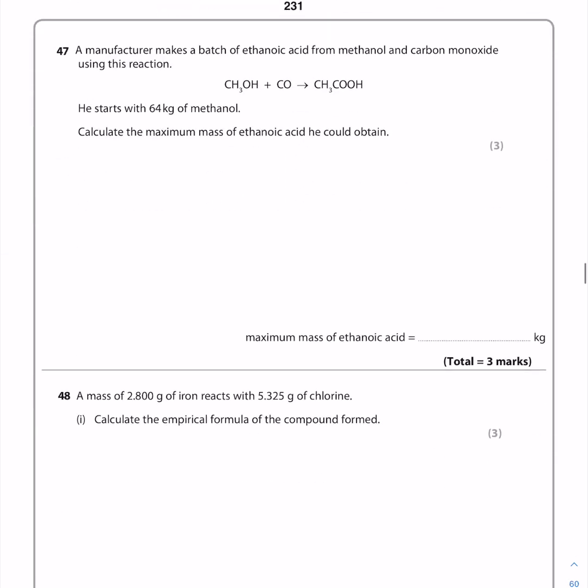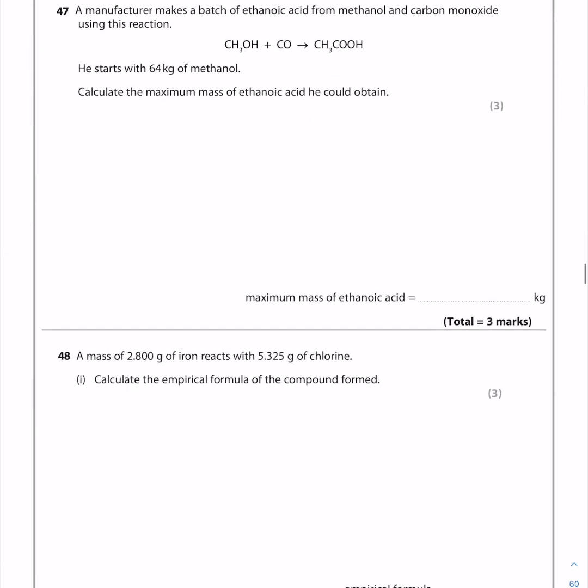Question 47. A manufacturer makes a batch of ethanoic acid from methanol and carbon monoxide using the reaction: 1 mole of methanol plus 1 mole of carbon monoxide gives 1 mole of ethanoic acid. He starts with 64 kilogram of methanol. Calculate the maximum mass of ethanoic acid he could obtain.